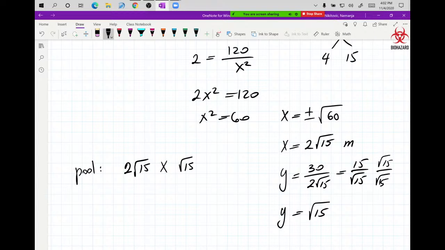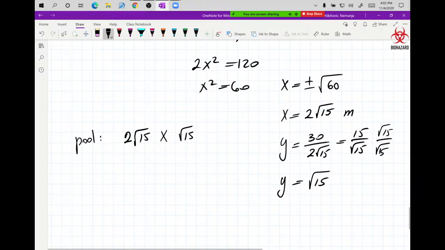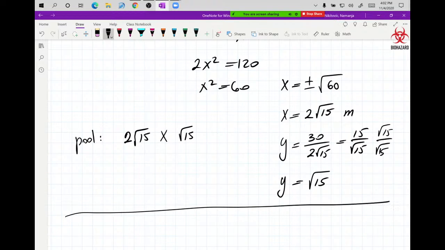Because root 15 is close to root 16, and root 16 is 4. So this pool is about, it's wide. I mean, it's not a swimming pool, but you can go in and splash around, because this is almost 4 meters by 8 meters, which is what? About 12 feet by 24 feet. Something like that. Not too big, not too small. Definitely on the small side.